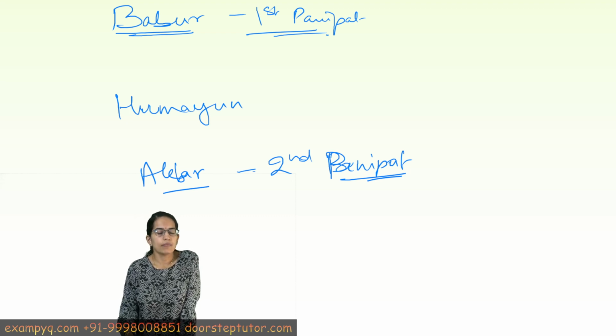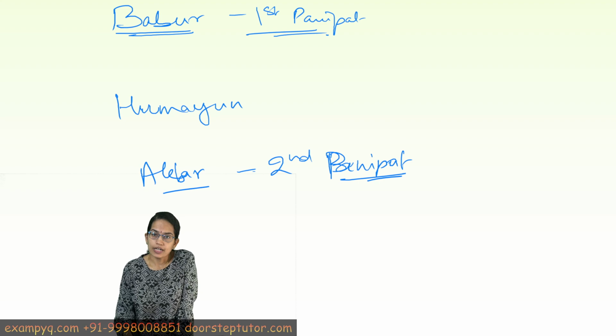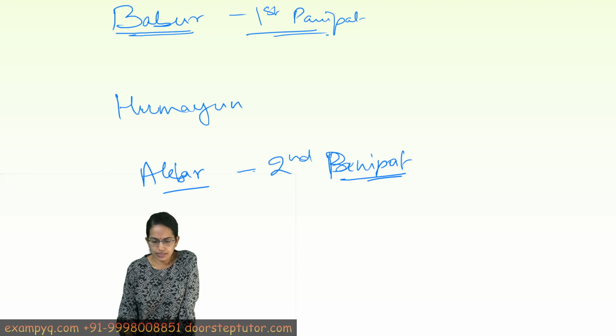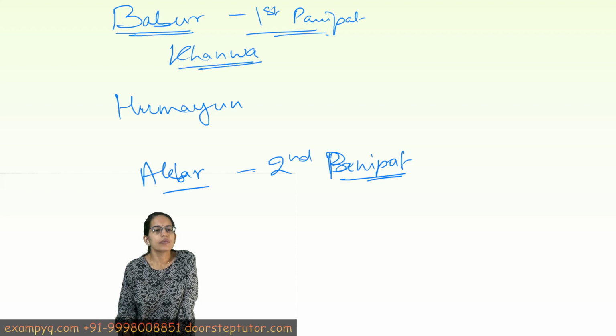Now under Babur, one of his autobiographies was Tuzuk-e-Babri. He fought a few of the major battles. One was the Battle of Khanwa, in which he defeated Rana Sanga. The next important battle under the reign of Babur was the Battle of Ghaghra, and here the Afghans were defeated.